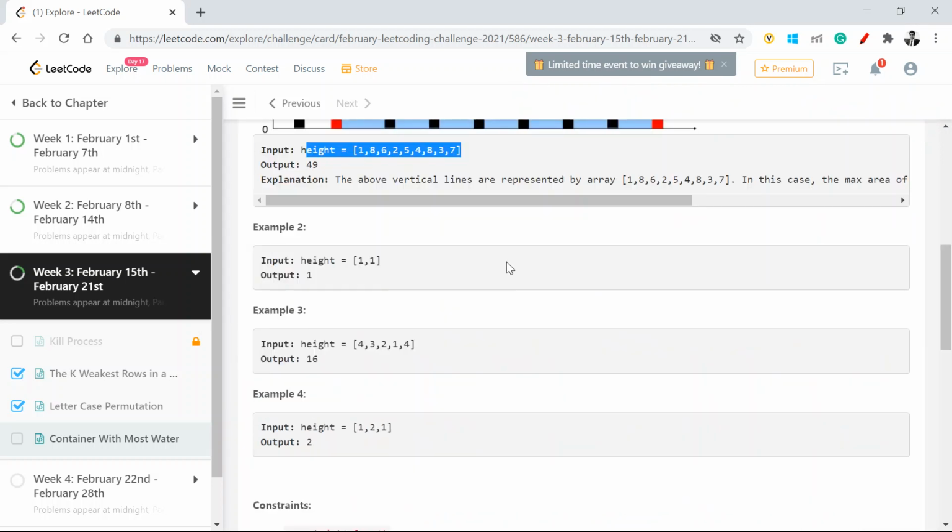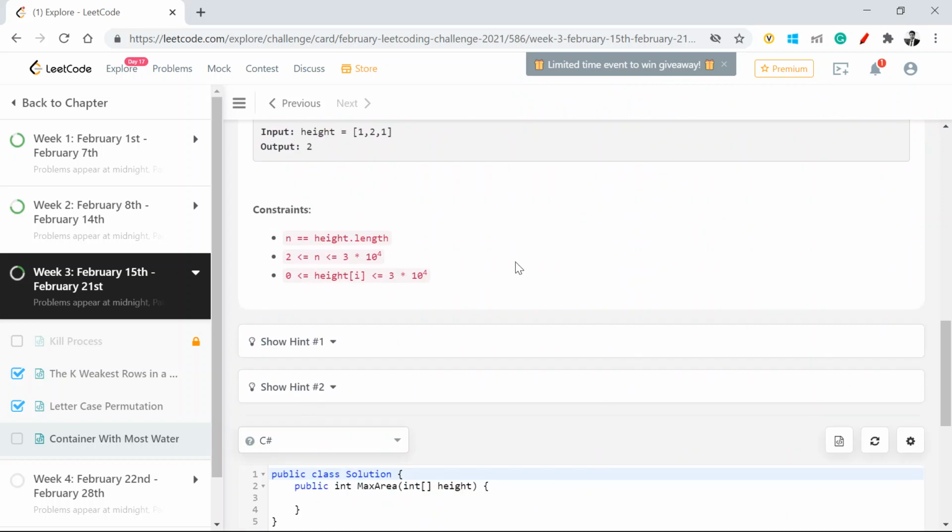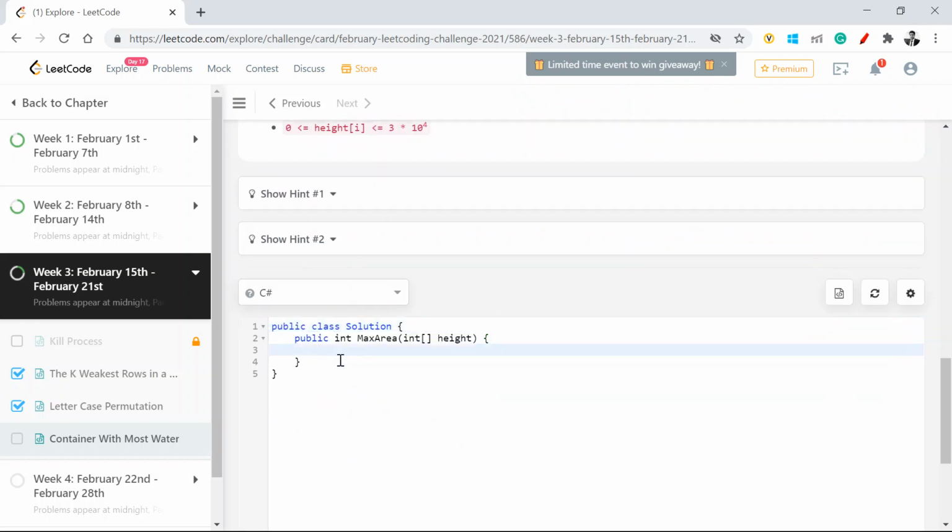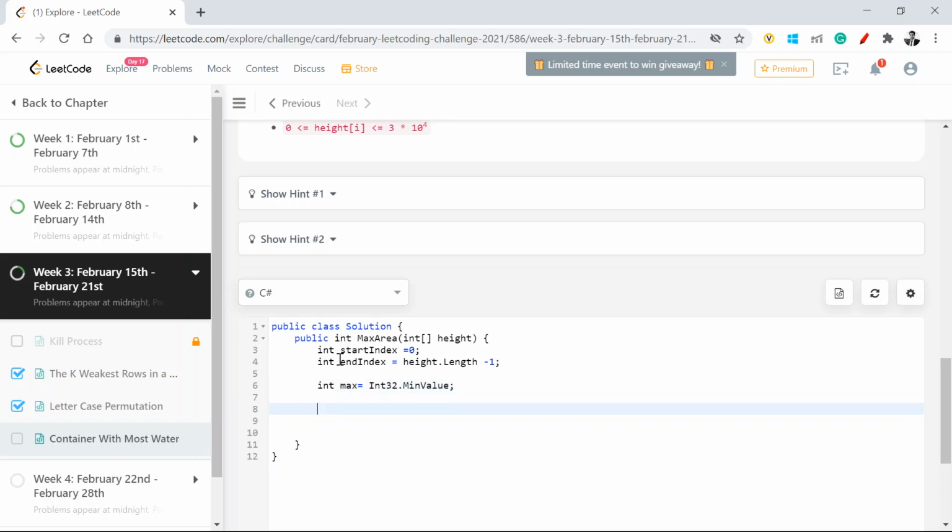I think when we write the code, it will be way easier, right? So let's quickly jump to the code and see what we need to do. First, we'll create int i equal to 0, which is your starting index, or let's make it startIndex. That is easier, right? And one is int endIndex. endIndex will be height.length minus 1. I have to create a max, because I'm looking for the maximum area, so I'll use Integer.MIN_VALUE. That means I'll start with the min, because that's where we use max functions.